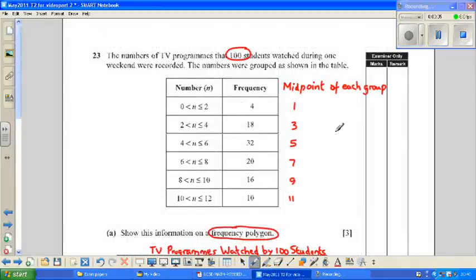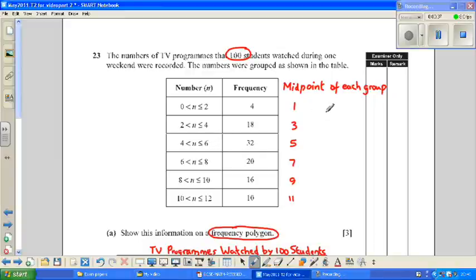Okay, for question 23, this time it's a frequency polygon that you have to draw given this table of information. So we've got groups here for the number of programs that these students were watching, and the frequency tells us how many students were watching from 0 to 2 programs, how many students, 18, were watching from 2 to 4 programs, how many students, 32, were watching from 4 to 6 programs.